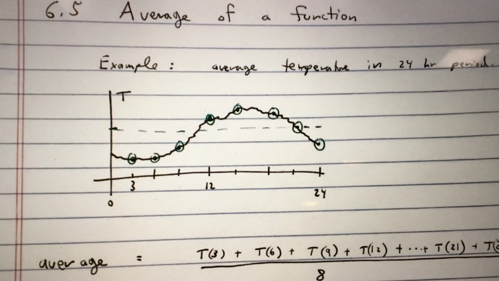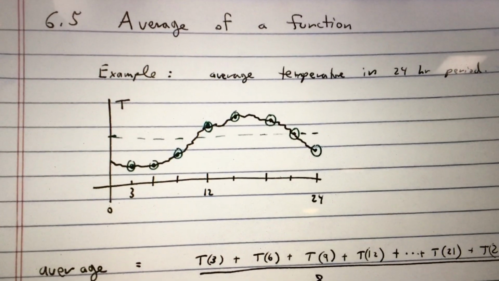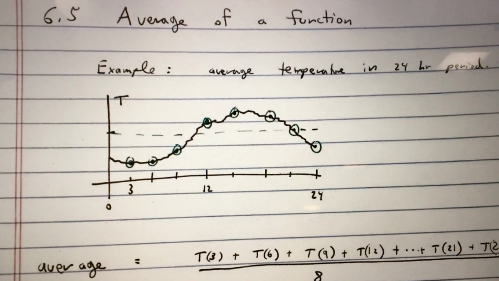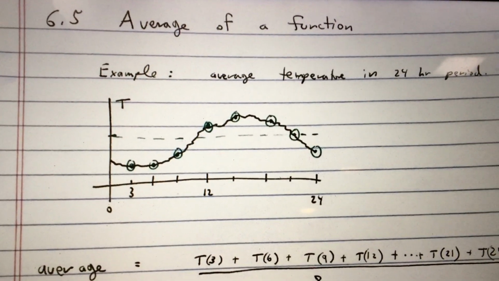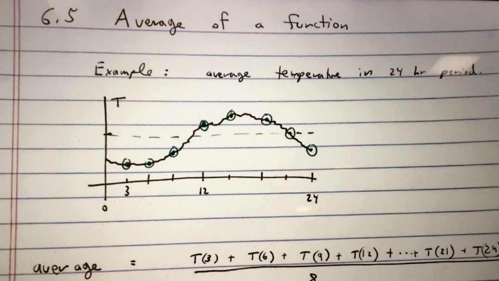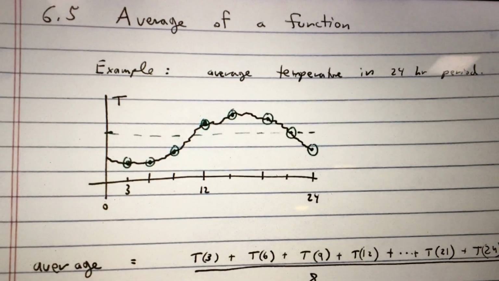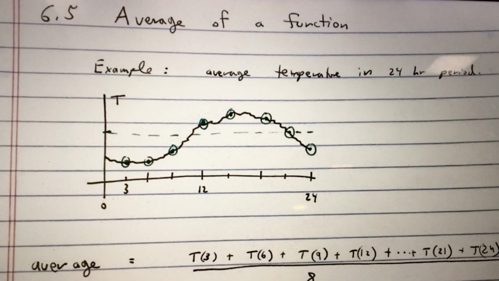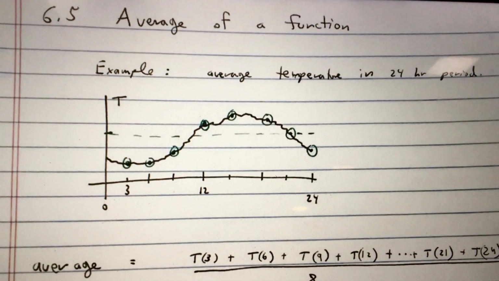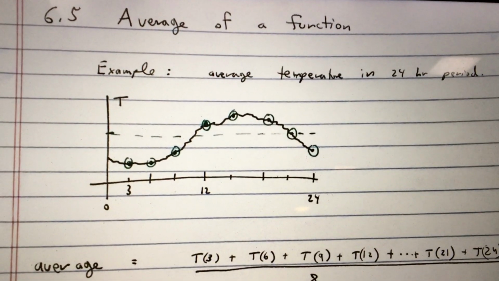Well, we're skipping around a little bit in the book. We're going to go straight to 6.5 now, where there's an application of integration, and it'll mean setting up integrals. And this is called the average value of a function.